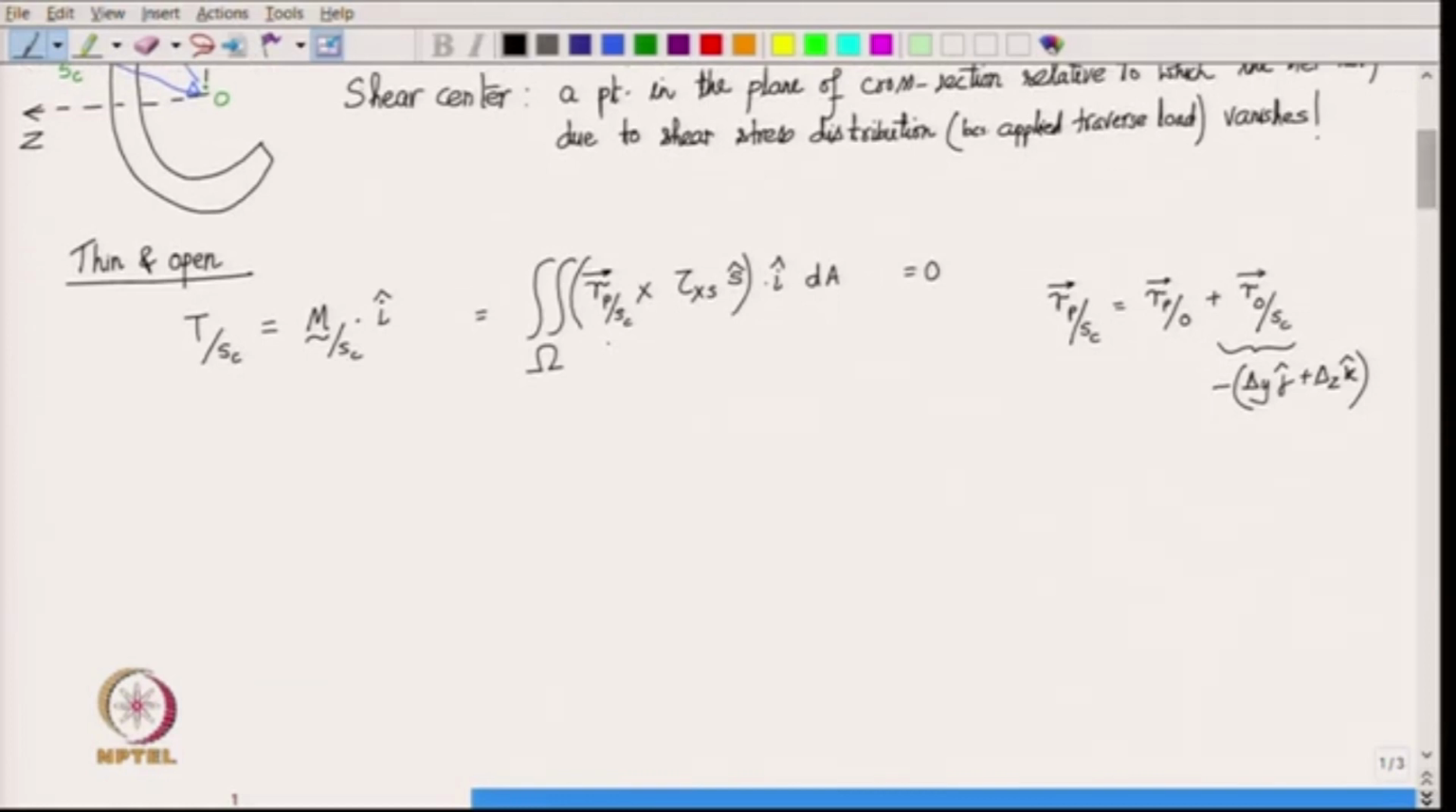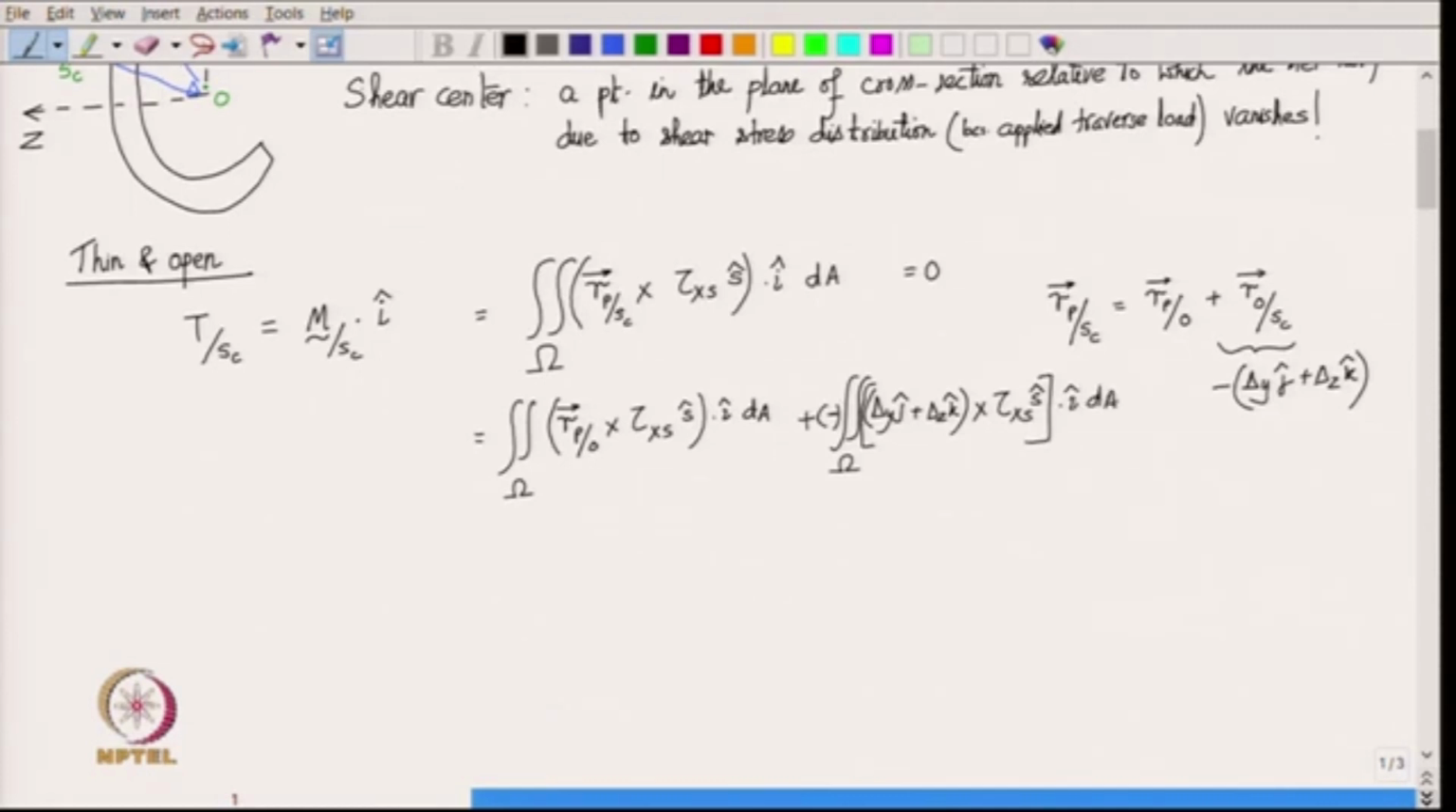So, we can substitute this definition in this integral and we get integration over omega of R P relative to O cross product tau x s S hat, dotted with I dA, plus the second integral, integration over omega, and we have a minus sign here, of delta y j plus delta z k cross product tau x s S hat, dot I dA. Okay. Let us focus on the second integral, which can be simplified.